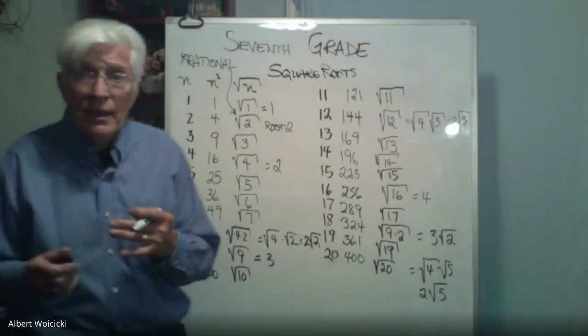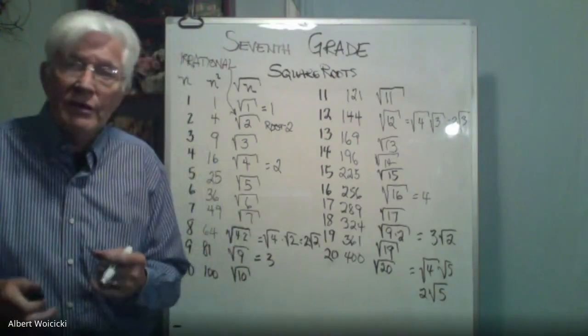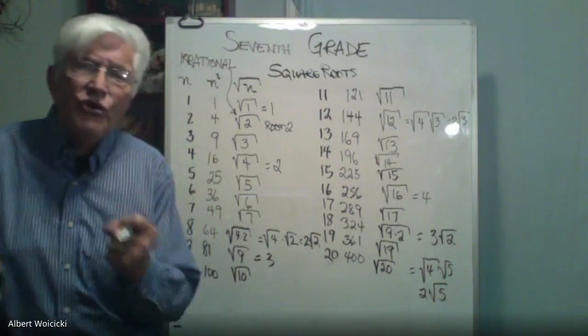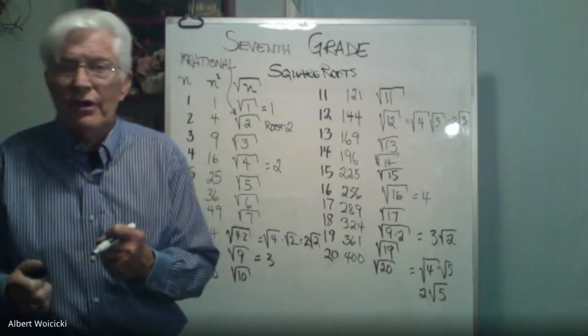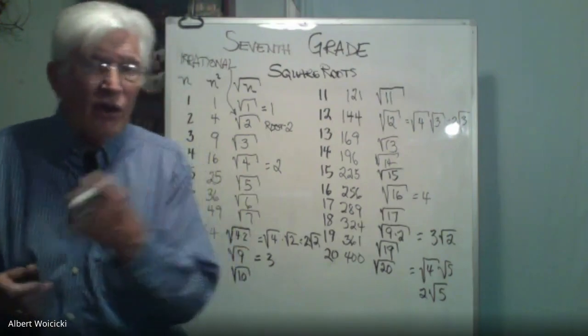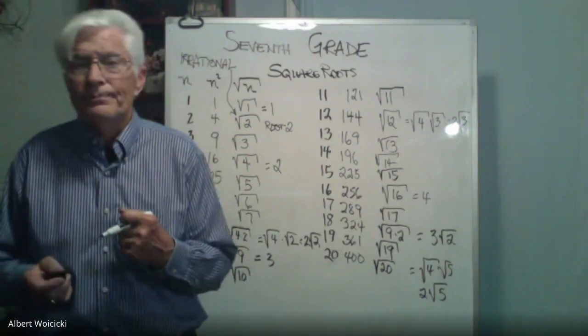So I hope this helps out. Use this kind of a chart. Make your students do this as a process. It'll make things work for them. It's like learning their multiplication tables.